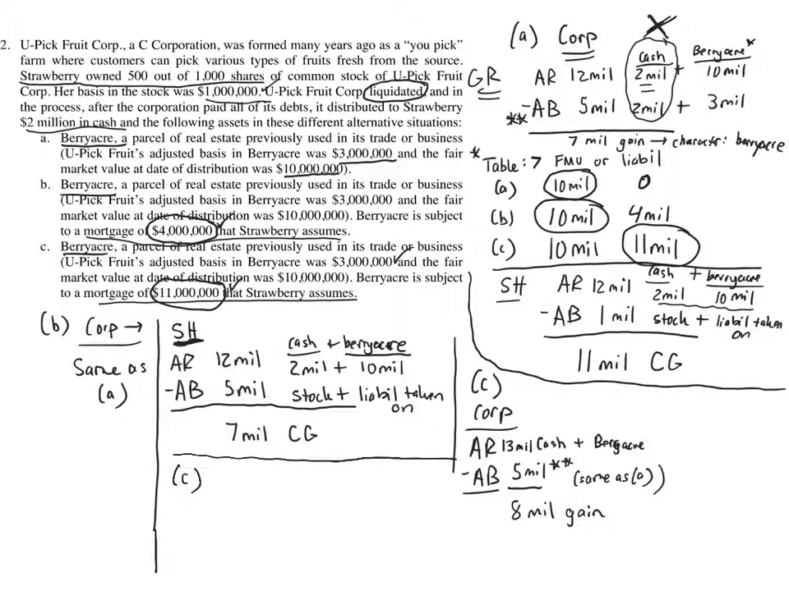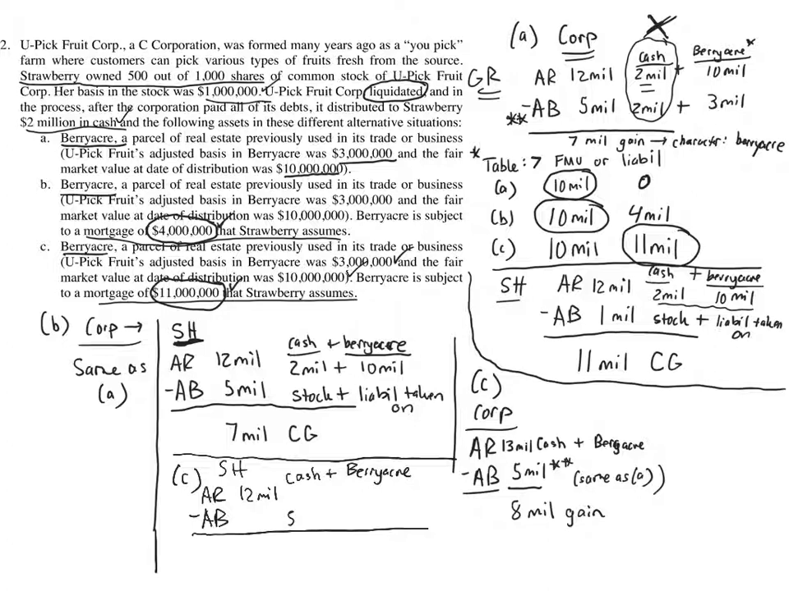So the shareholder in C, we have amount realized minus adjusted basis. Again, we take the cash received plus Berry Acre fair market value. The amount realized this time is going to be $12 million. Right, the $2 million cash plus the $10 million fair market value.